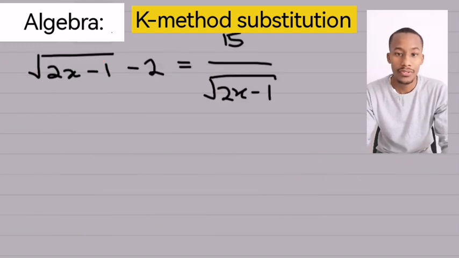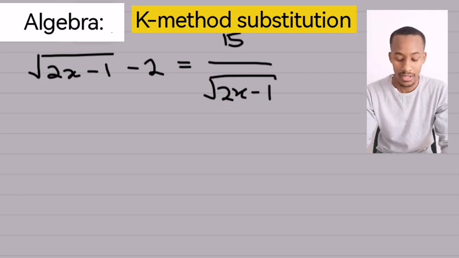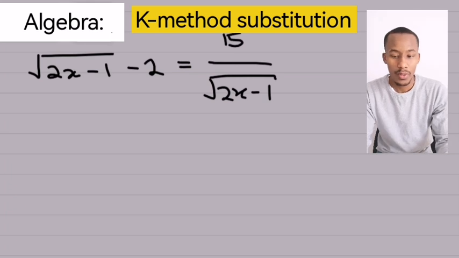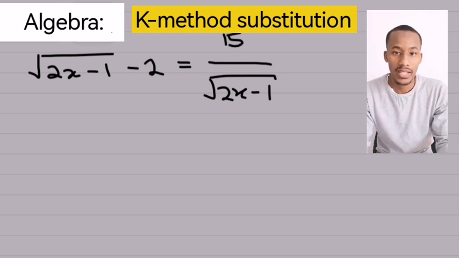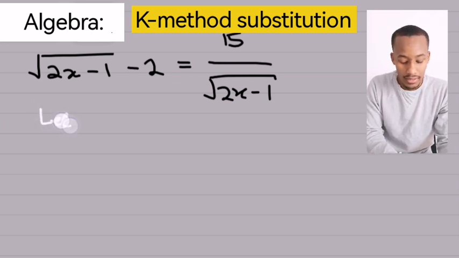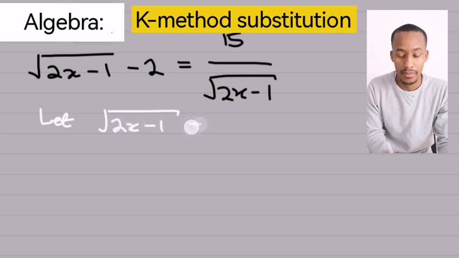Here we have the square root of 2x minus 1, minus 2, equal to 15 over the square root of 2x minus 1. Now this question already looks sus. It looks so complicated with all the square roots. But because the square root on the left hand side is identical to the square root on the right hand side, I'm just going to replace that with a k. So I'm going to say let the square root of 2x minus 1 be equal to k.